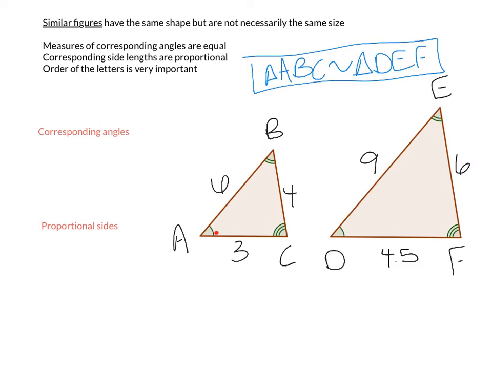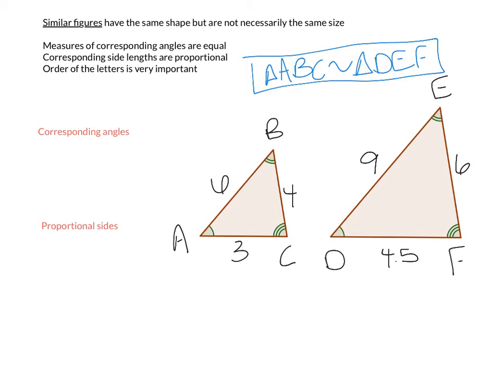And if you notice here on my picture, see how A is marked with one arc and angle D is marked with one arc? So my picture also shows me that these are congruent. If you notice, B is the second letter and so is E. It means that B and E are equal. And then same thing with C and F. Since they're both last in my name, C and F are congruent as well.